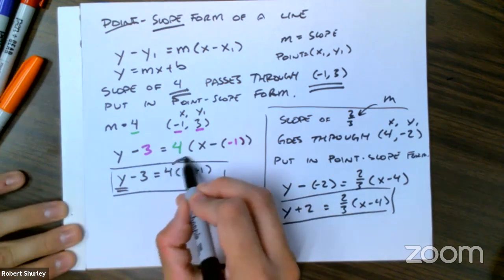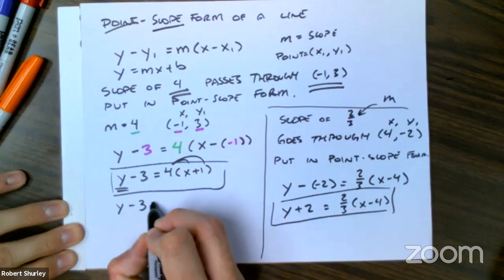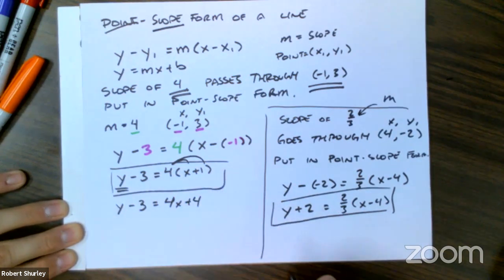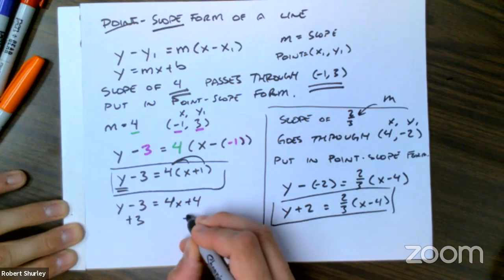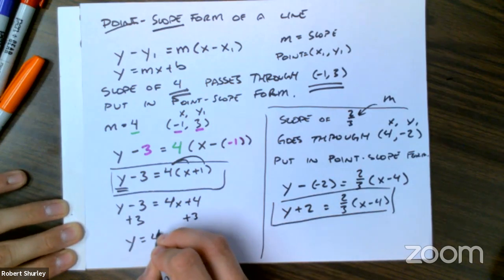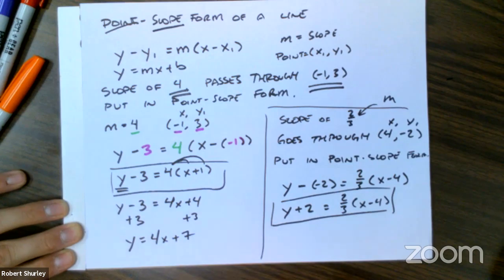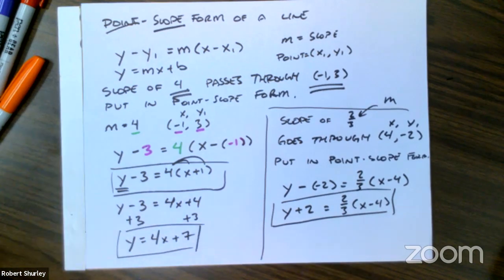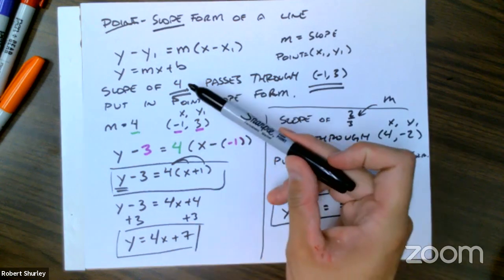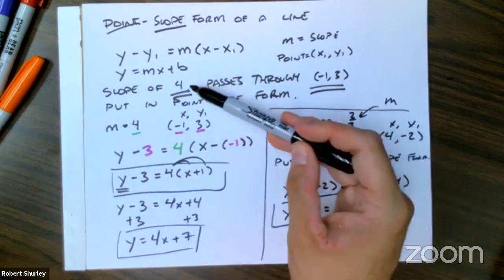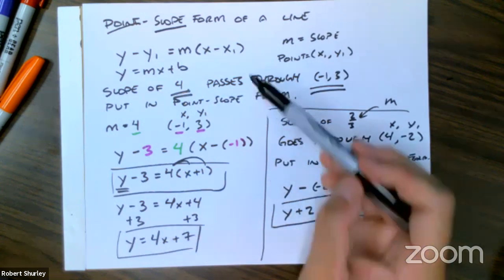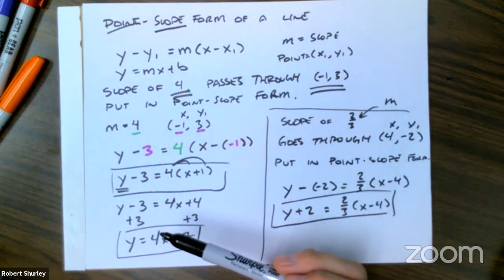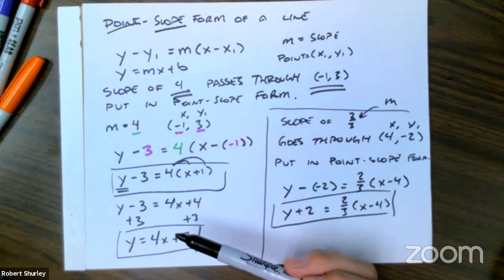So I'm going to distribute the 4. I get y minus 3 equals 4x plus 4, right? Distribute the 4 to both terms, and then add the 3, and boom. I've found the y equals mx plus b for a line that has a slope of 4, which we know from 4x, right? And it passes through negative 1, 3. Okay, that's that line. That's really what we're going to do in the next few examples.